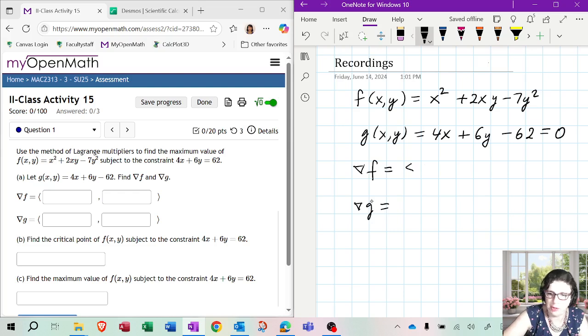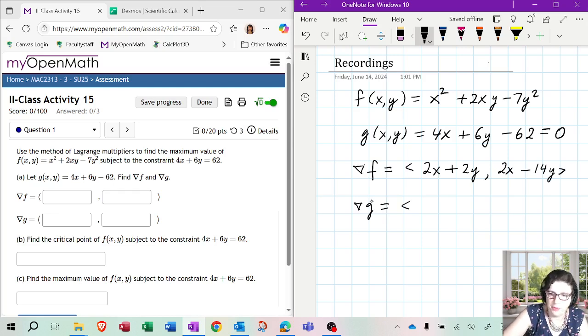So for x, this will be 2x, right? 2xy with respect to x, that'll be 2y, because 2 and y are now going to be numbers. And 7y squared will drop out because that's 0 with respect to x. And then for y, we will get 2x, right? The first term drops out, minus 14y.